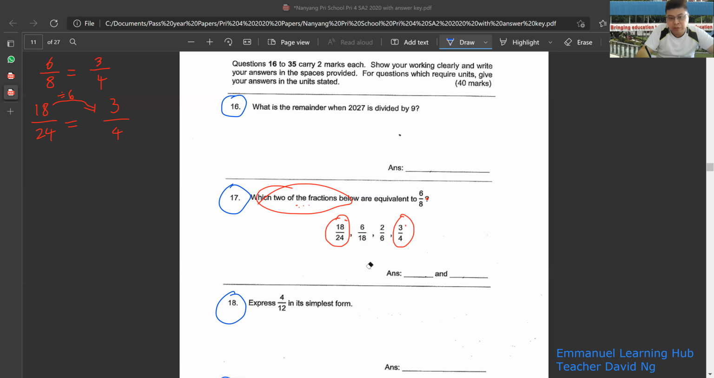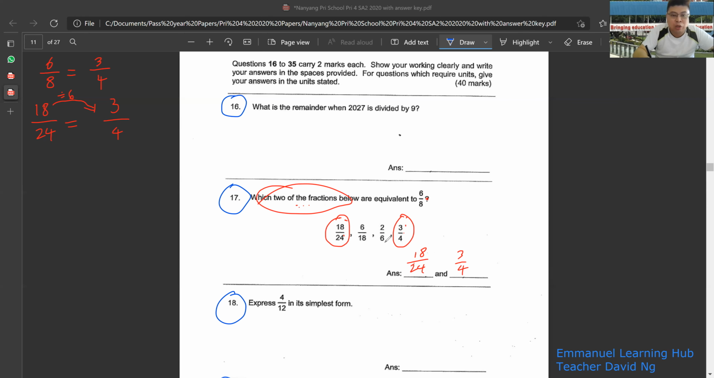Unless you're not certain of your answer. If you're certain of your answer, no need to check. Don't waste time, because time is precious in the exam. Unless you have time later on, after you finish your whole paper, you can double check. But once you identify these two, just circle or write out the answer here, 18 over 24, 3 over 4. Then case closed already. Move on to the next question already.